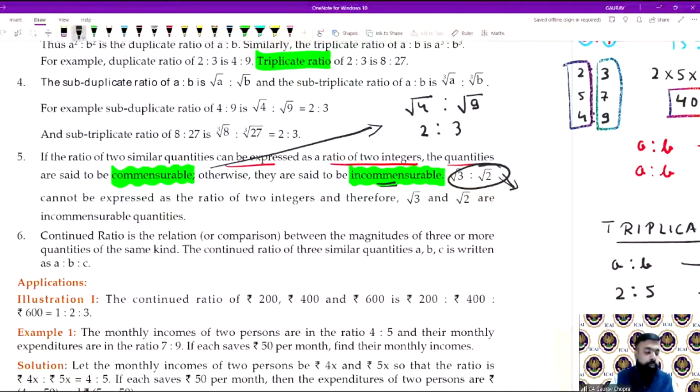Tanisha says the way you are explaining is so great. Thank you so much, Tanisha.